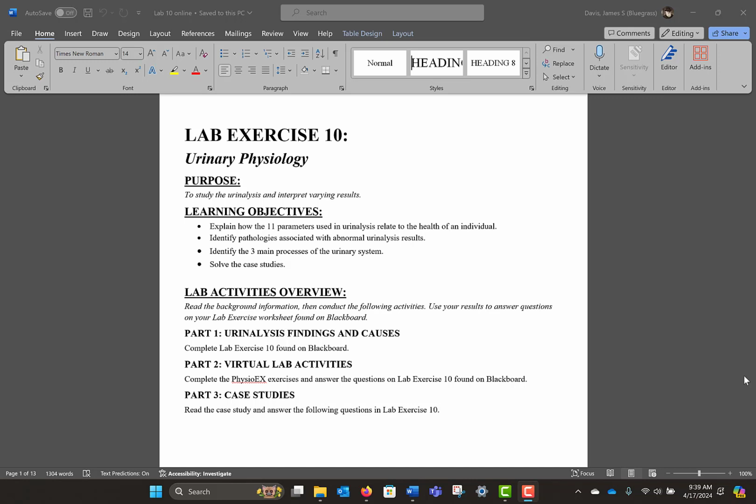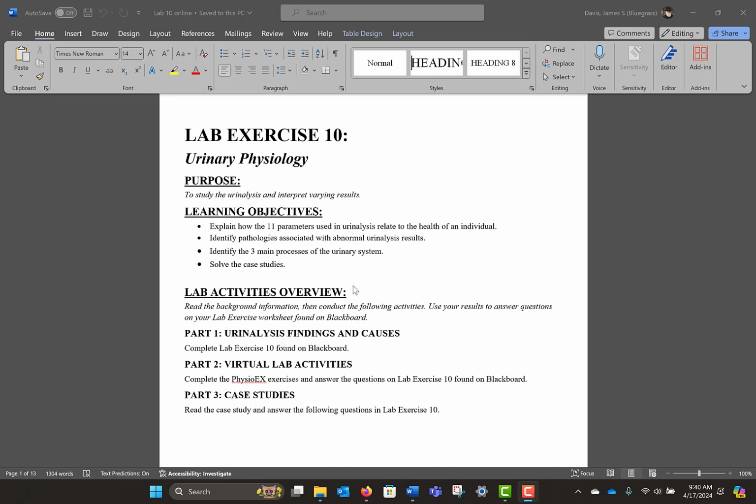So today, what we're going to be learning is how different aspects of our diet affect the function of our kidneys and how they will alter the production of urine based on that.